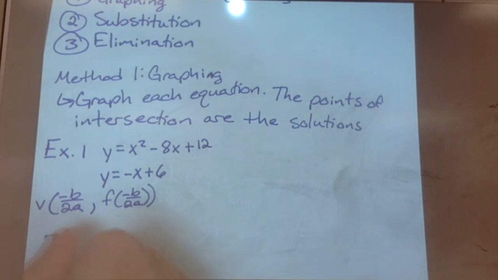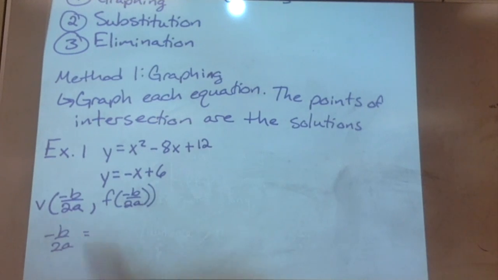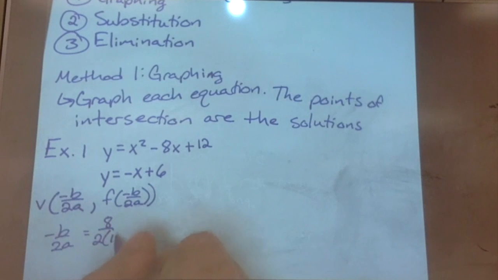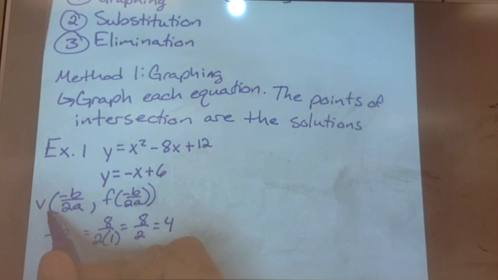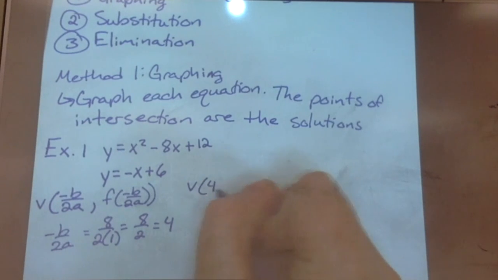So that's how we're going to find out what our vertex actually is. So negative b over 2a, well, b is negative 8. So negative 8 is going to be positive 8. 2 times a, so 2, and then a is 1. There's nothing in front of that x squared, so that's a 1. So 8 divided by 2 times 1 is 2. So that's 4. The x value of our vertex is 4. You can go ahead and write that down.